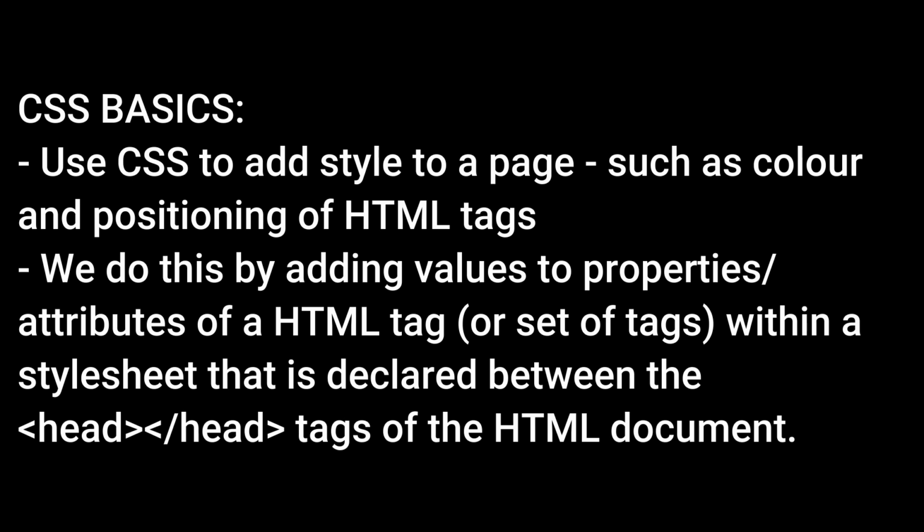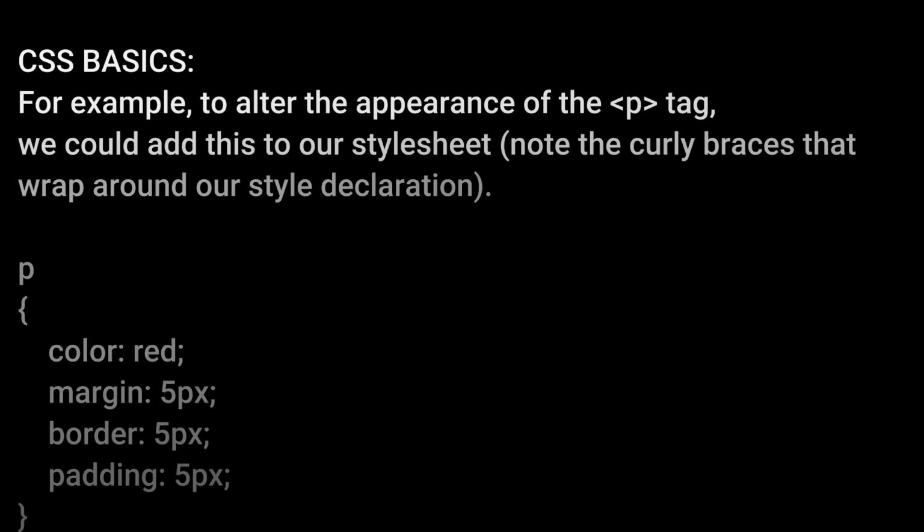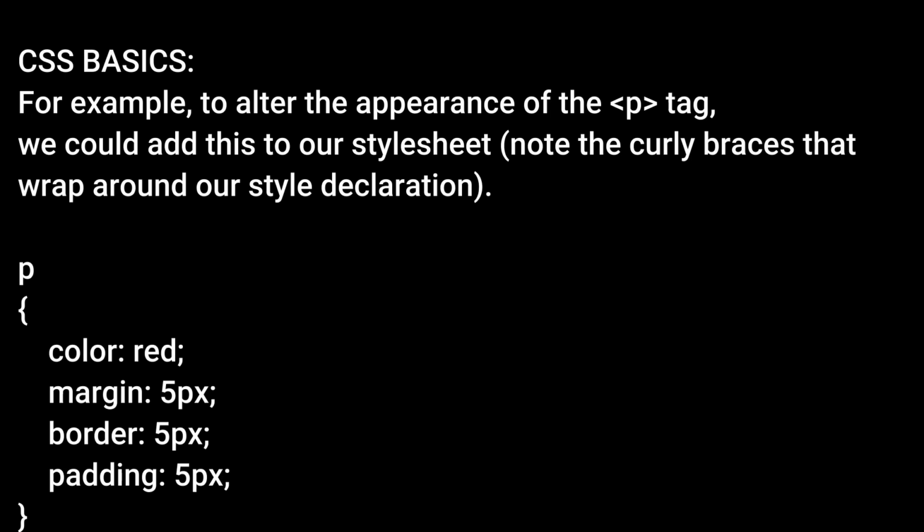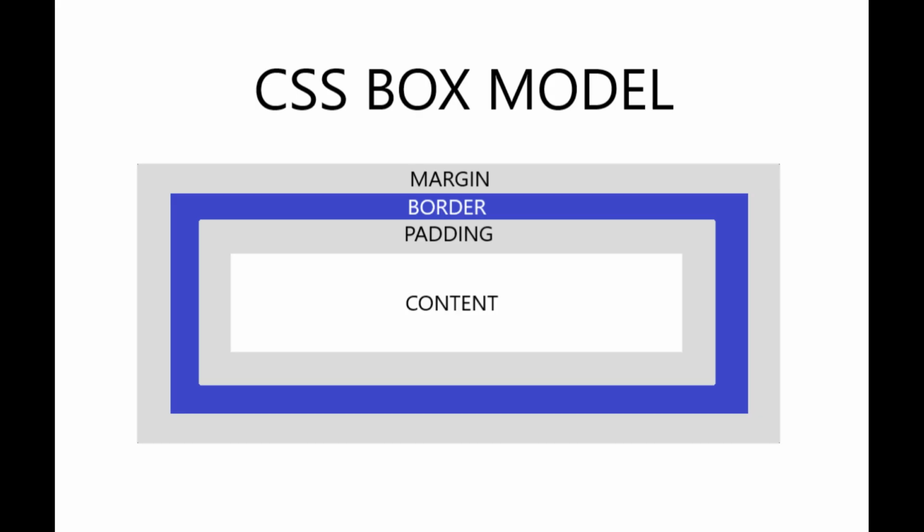Using CSS, we can add style to our page. We can change the colour of our tags, and we can adjust the size and position to get the appearance that we want. We do this by the use of attributes that we add to the target tag or tags within a style sheet that is declared between the head tags of the HTML document. Some of these styles introduced are colour, background colour, margin, border, and padding. We also delved into the CSS box model that showed us how to use margin, border, and padding effectively to display our content.